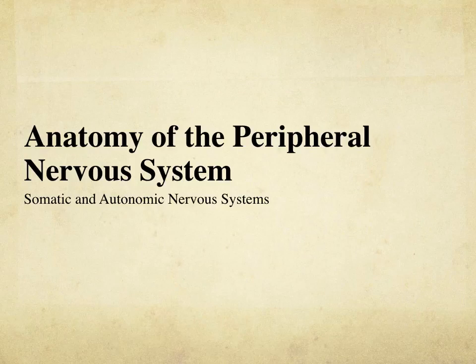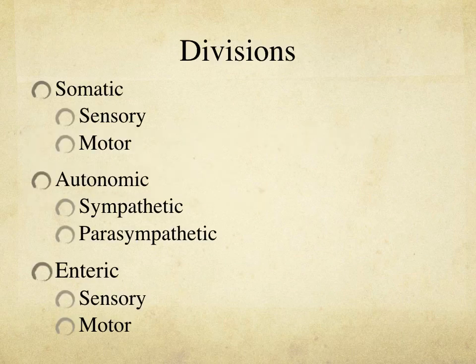So we're going to start looking at the peripheral nervous system here, looking at the somatic and then at the autonomic nervous system. So when we look at the peripheral nervous system, we basically break it up into three principal divisions: the somatic, the autonomic, and the enteric. Somatic and enteric will have both sensory as well as motor neurons, whereas the autonomic is primarily a motor neuron output, either on the sympathetic or on the parasympathetic pathways.